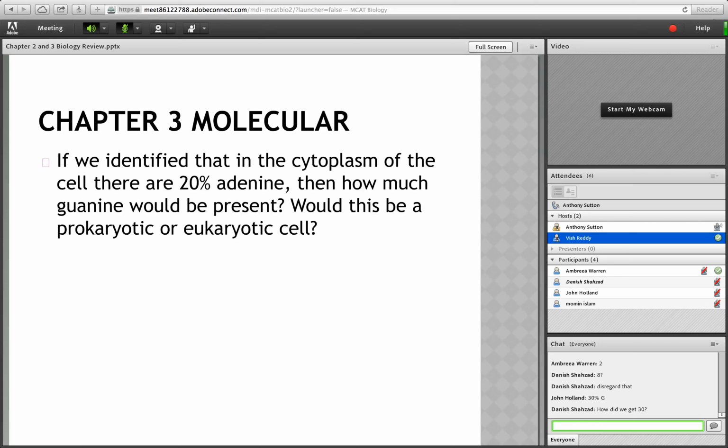Okay, how did he get 30? Okay, John, go ahead and tell us how you got 30. Adenine pairs with thymine. So you know that we're going to have 20% of that. That's 40%, and so that leaves us with 60%. And so we split it, it's 60% guanine and cytosine, so half of 60 is 30. Oh, gotcha. Okay. So, Donish, did you hear what he said? Okay, perfect.